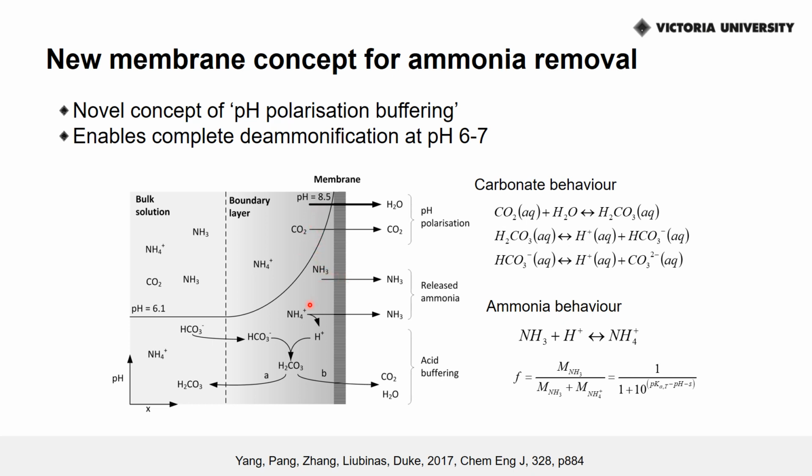And this is occurring because as this carbon dioxide is being removed, the carbonate equilibrium shifts. In doing so, it consumes a proton, and it can take this from the ammonium molecule, leaving behind an ammonia molecule, which is free to then come through the membrane. And so this was a good explanation to what we were observing with the industry samples in the presence of carbonate, which we called pH polarization buffering.